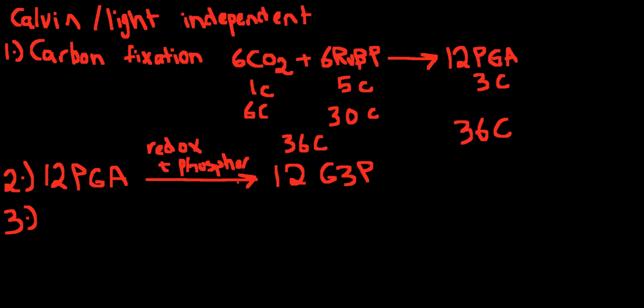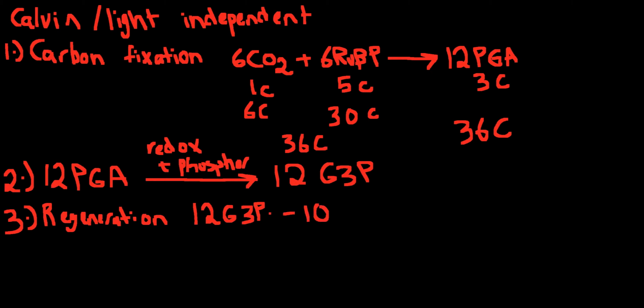So now once this is done, at the third step, we're starting off with 12 G3Ps. This step is called regeneration. Basically, in this step, you're taking your 12 G3Ps that you got from step 2, and you're going to regenerate them. 10 of them are going to become RuBP, which can be used again in step 1 to make new PGAs.